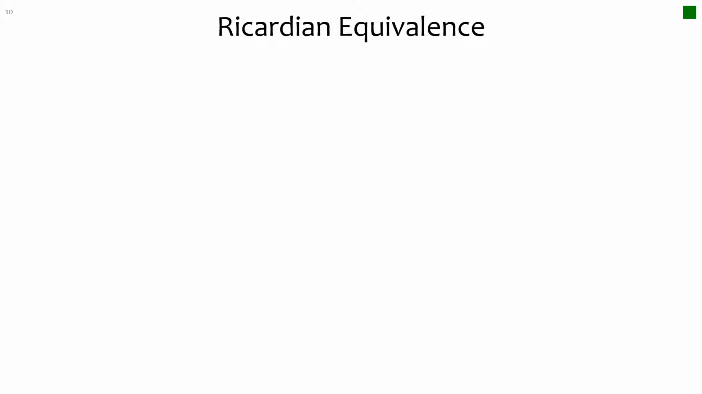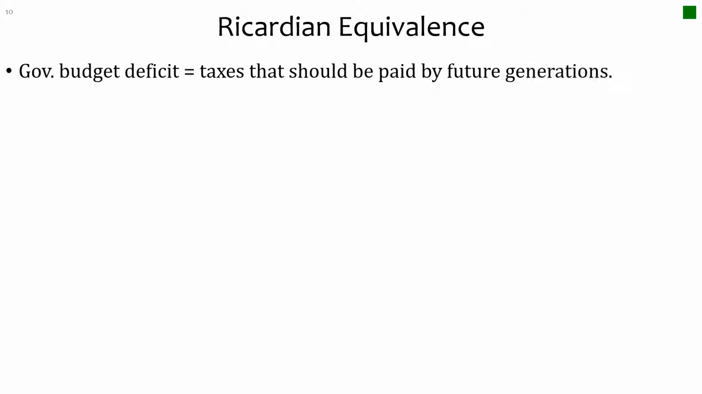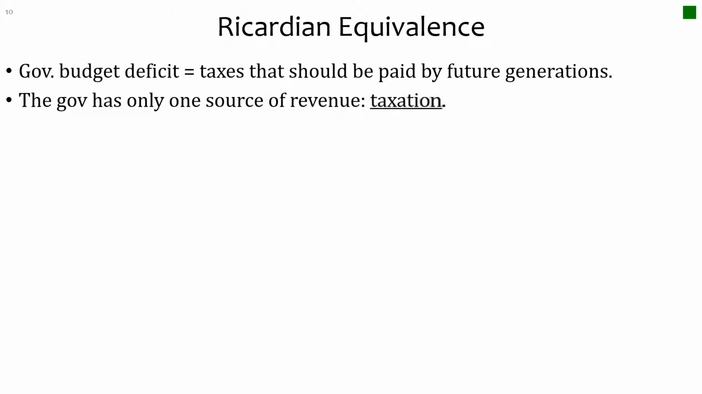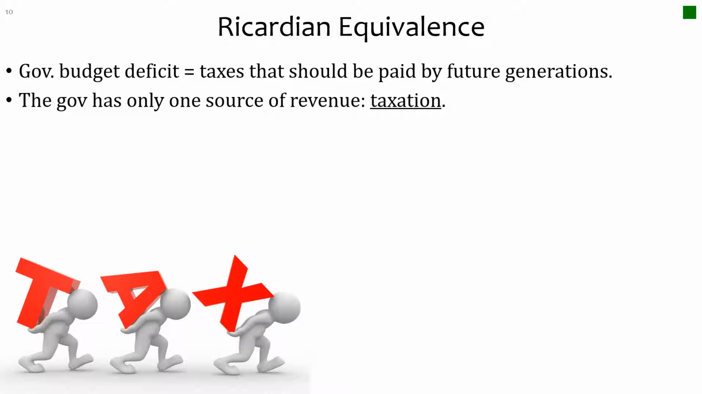Here's something quite cool and also logical. It's called the Ricardian equivalence. The idea is that the government's budget deficit is the same as taxes that should be paid by future generations. In other words, the government has only one source of revenue, and that is taxation. All right, now you might be like, hang on, what about borrowing? The government can also borrow money.